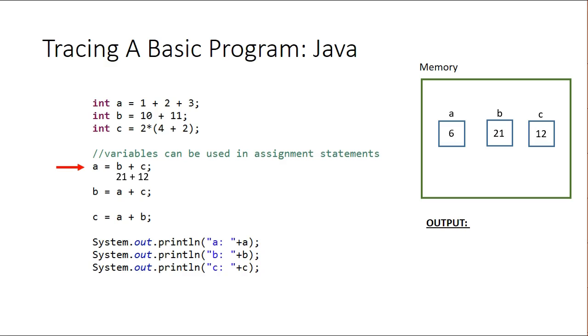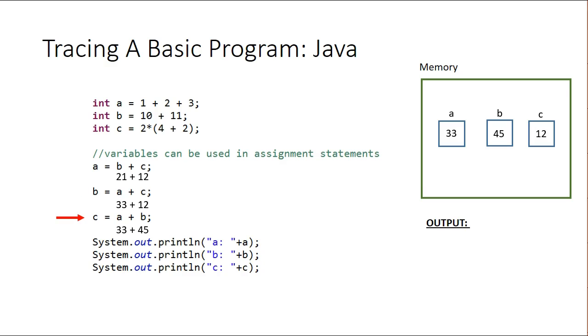And now we're doing the same thing. So here, there's a value of b that's been defined, and a value of c that's been defined, so we add those together and put it in a. Same thing here, we add a and c together and put it in b. We add a and b together and put it into c.